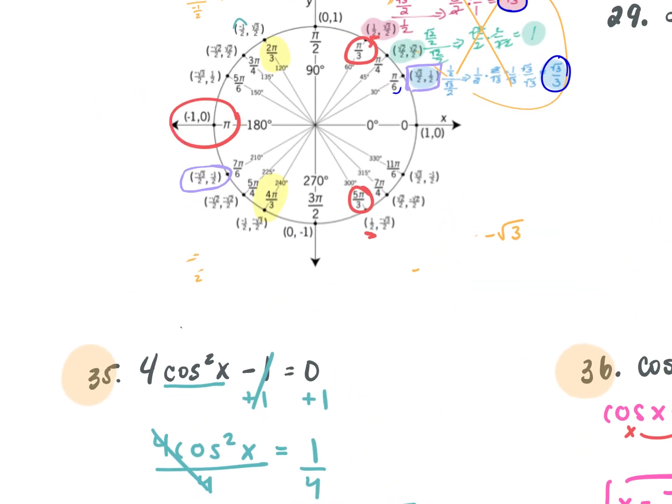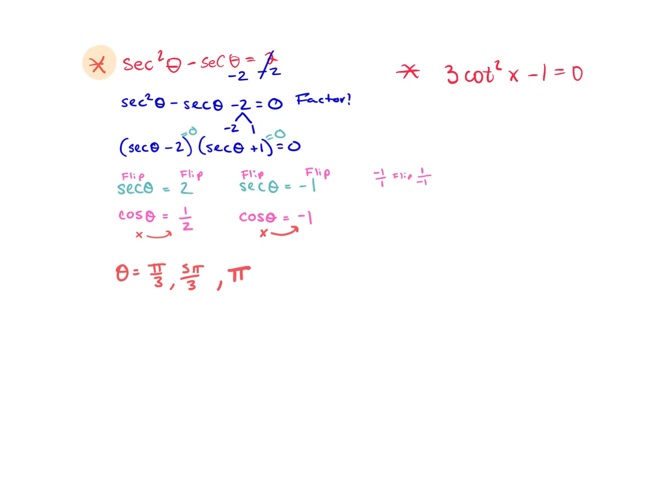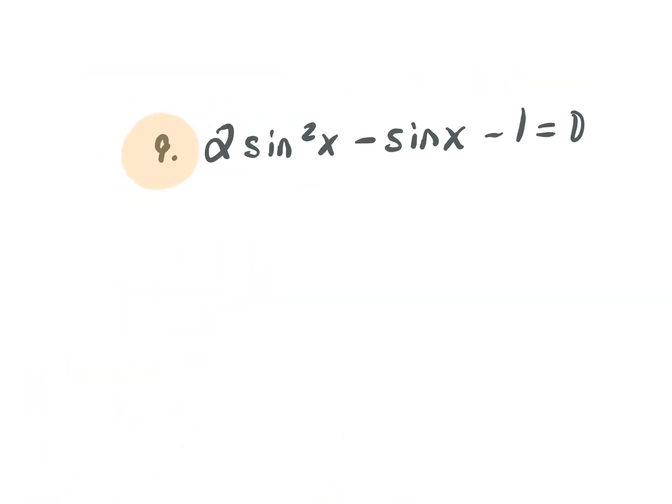Awesome, pi. Anywhere else? Nope, just pi. Pi is the only place where we have an x of -1. So pi would be another solution here. So with number 9, what do we need to do to solve here?